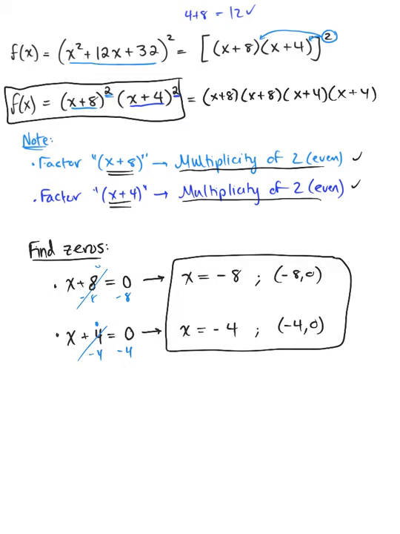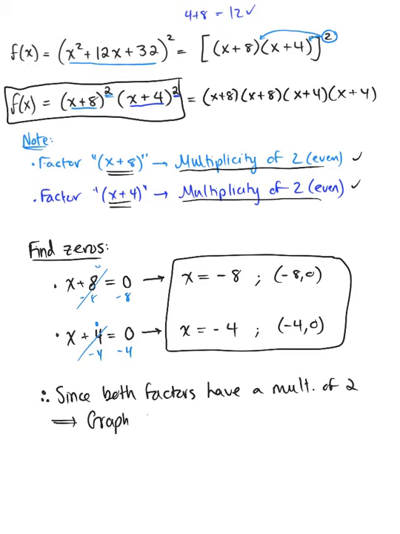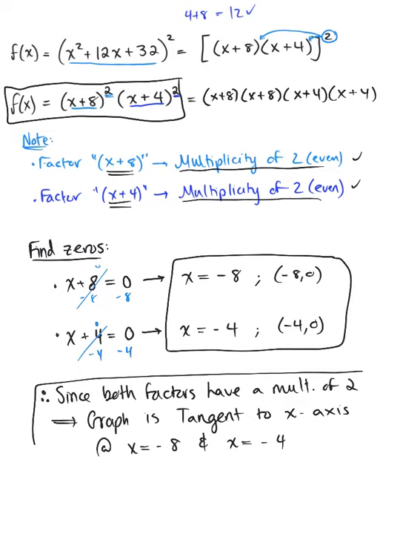And we can make our final conclusion here and say that therefore, since both factors have an even multiplicity, or since both factors have a multiplicity of 2, we know that the graph is tangent to the x-axis at these zeros. So it's tangent to the x-axis at x equals negative 8 and x equals negative 4. And so that is our beautiful final answer.